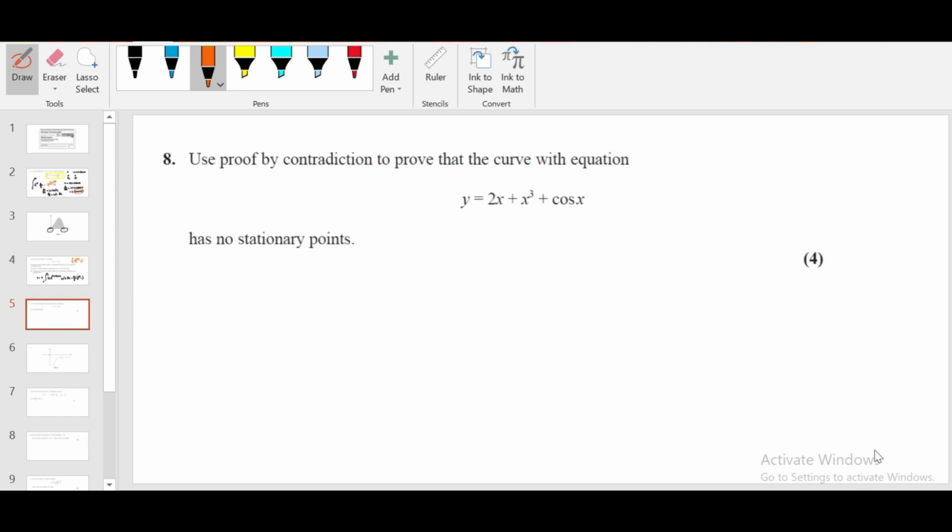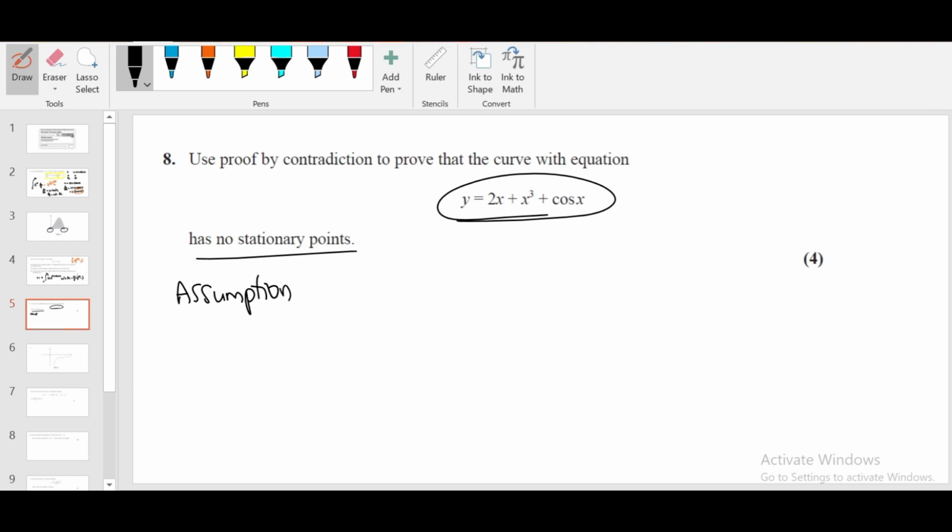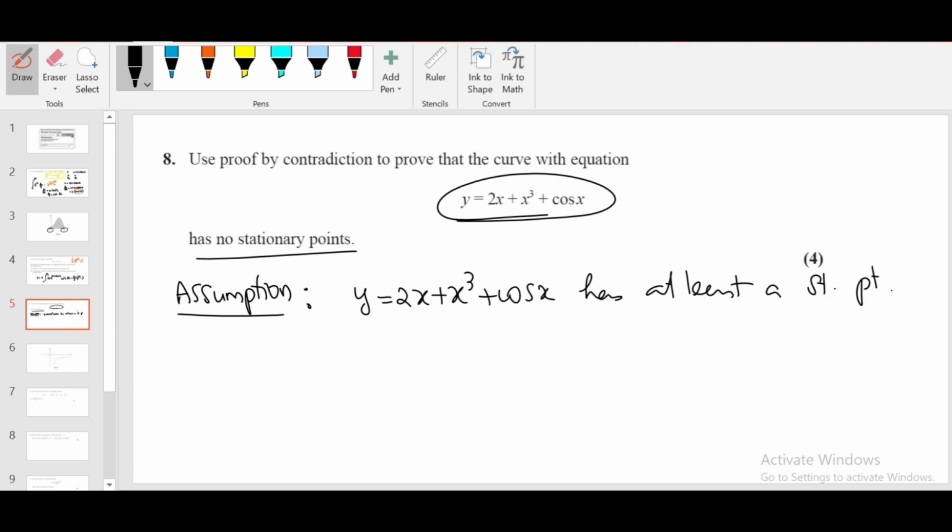Question number 8 now, on proof by contradiction. Use proof by contradiction to prove that the curve with the equation y equals 2x plus x cubed plus cos x has no stationary point. You can write the assumption first. We always take the assumption as the opposite of the statement we are trying to prove. So y equals 2x plus x cubed plus cos x has at least one stationary point. That's the assumption.